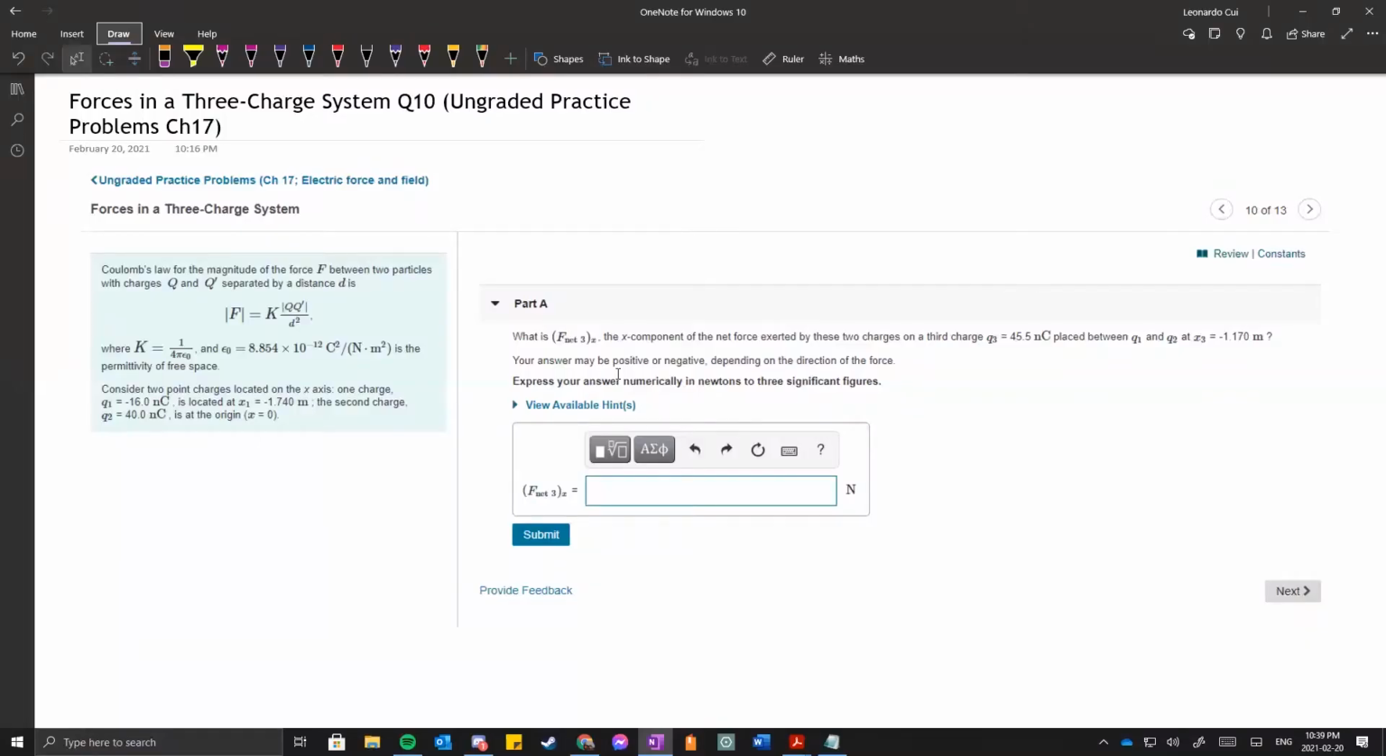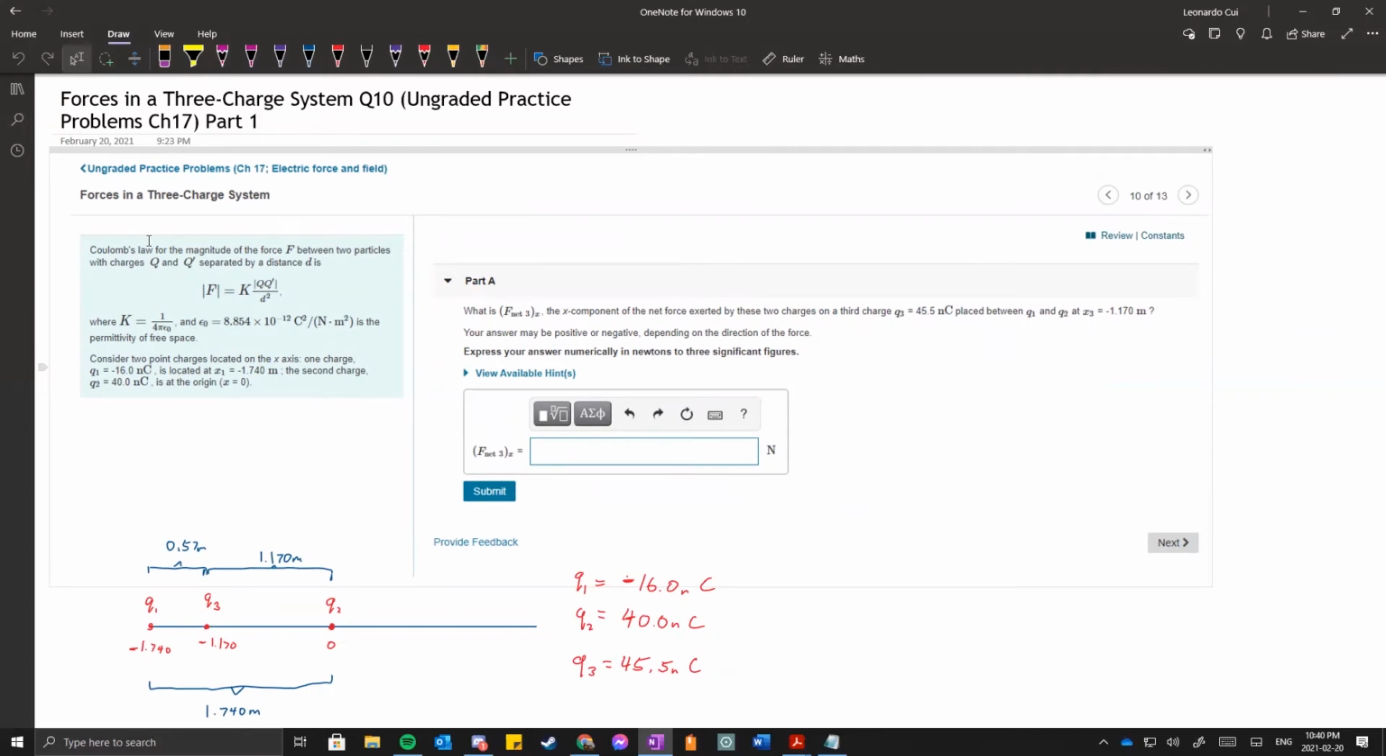So today we're trying to find the forces in a three-charge system, which is question 10 from the ungraded practice problem. Consider 2 point charges located on the x-axis. One charge having a charge of negative 16 nanocoulombs is located at the position negative 1.74 meters, and the second charge with a charge of 40 nanocoulombs is located at the origin. So we're trying to find the x component of the net force exerted by these two charges on the third charge. So here is the diagram for our system.